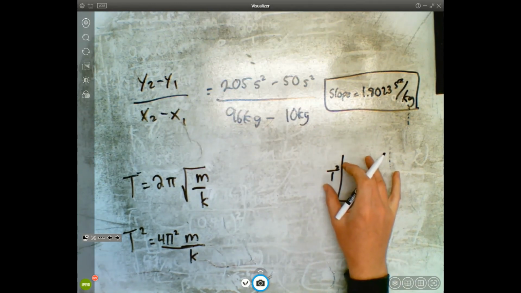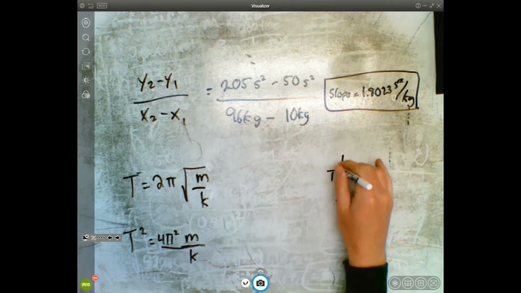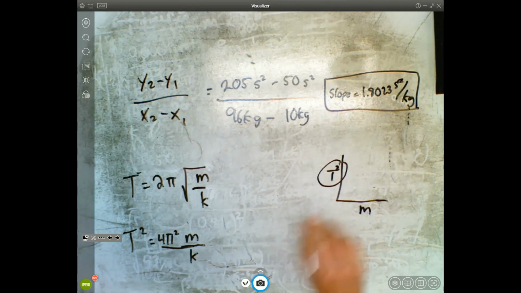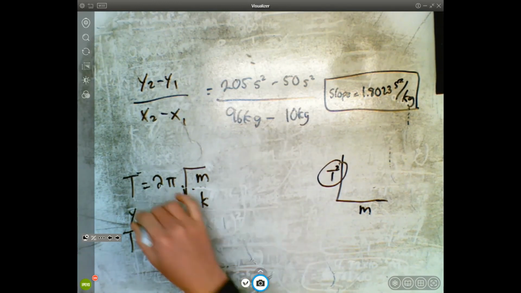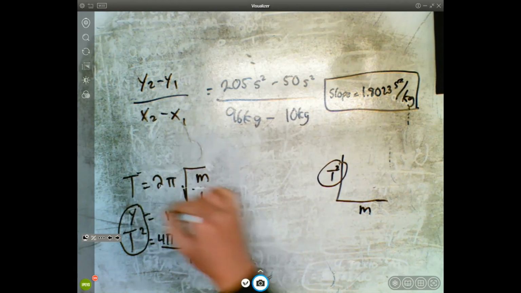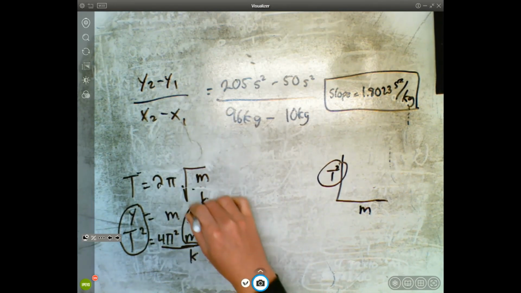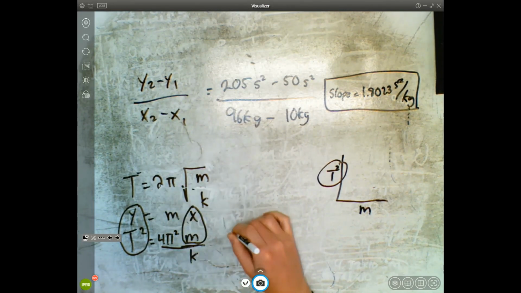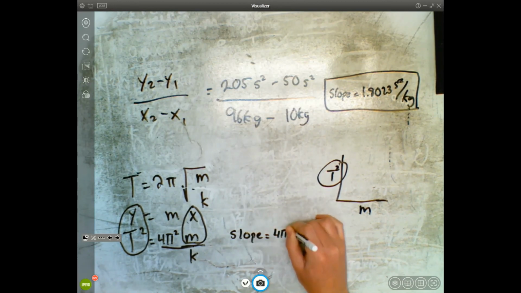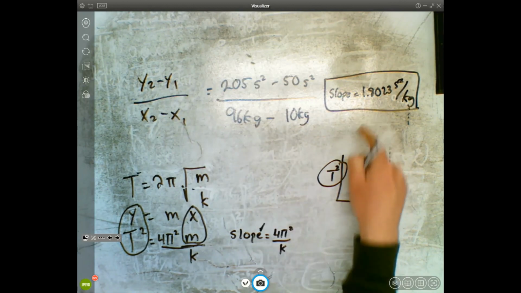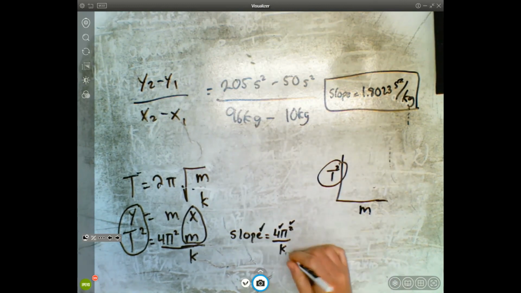We have to get this in y equals mx form, we have to make sure that our y value is isolated. It is isolated. Okay, there's our x, there's nothing added on, so it's just y equals mx. So our y value is period squared. Our x value is mass. So what this tells us is that our slope is equal to 4 pi squared over k. It's everything else that I didn't circle there. So we have our slope, right? We found it.